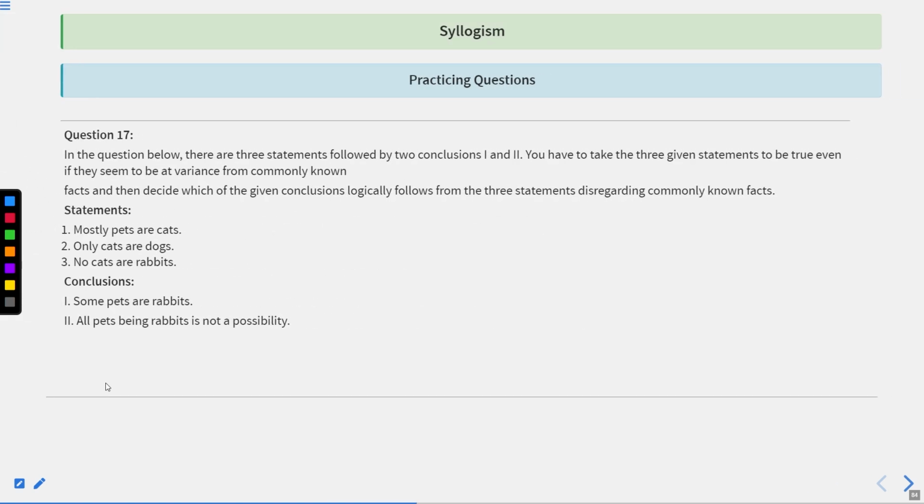Okay, these are the statements. Mostly pets are cats. Only cats are dogs. No cats are rabbits. There will be 4 circles that will be drawn, one representing pets, another being cats. Only cats are dogs, again, you can infer it as all dogs are cats, and then no cats are rabbits. This can also be inferred. So I'm giving you 15 seconds to draw the Venn diagram, and let's try to understand what will be the correct answer.